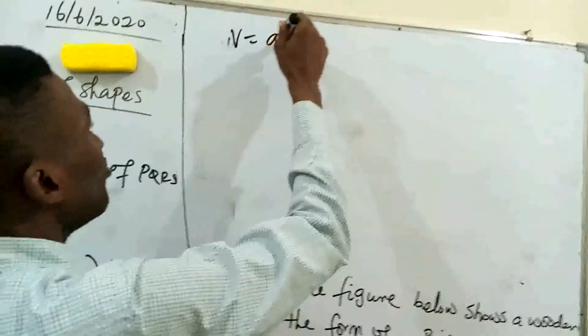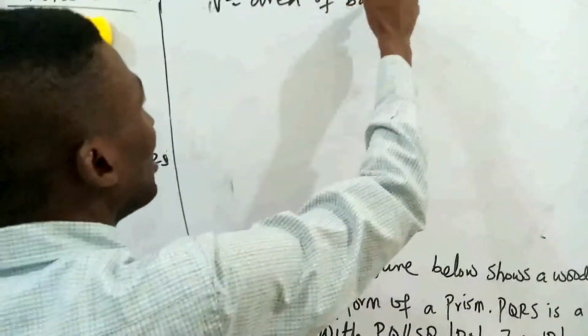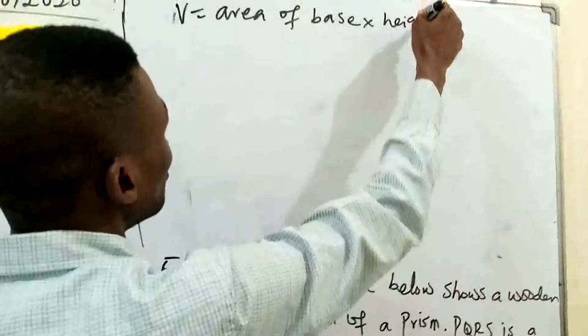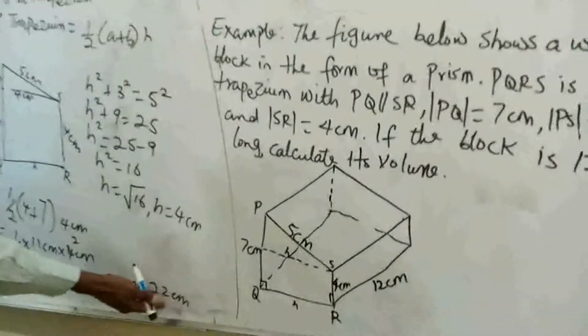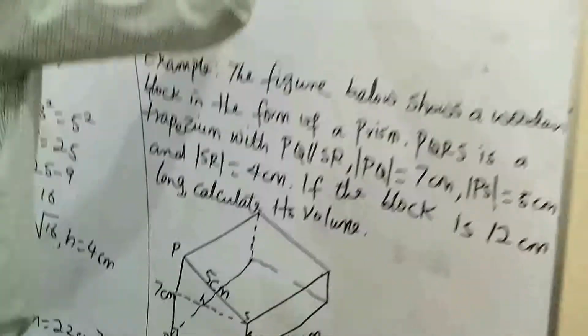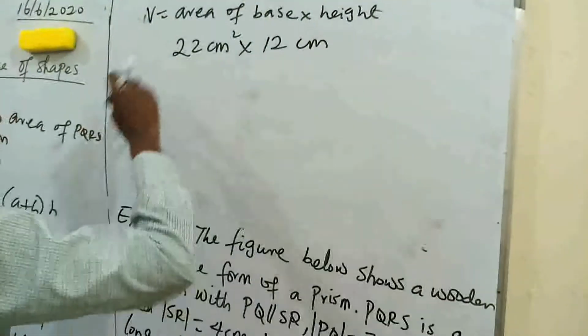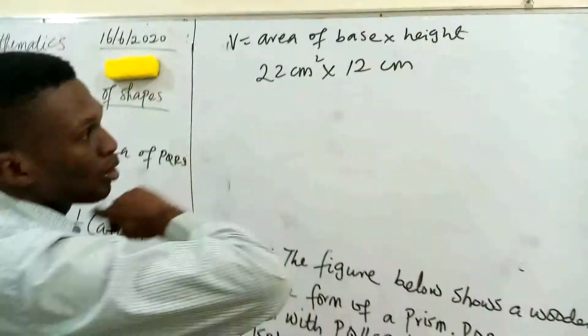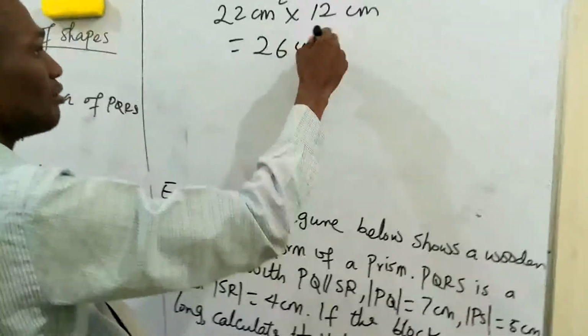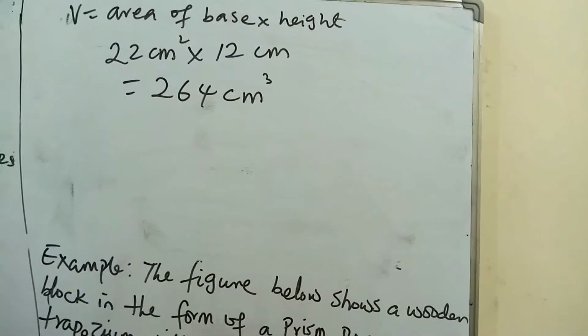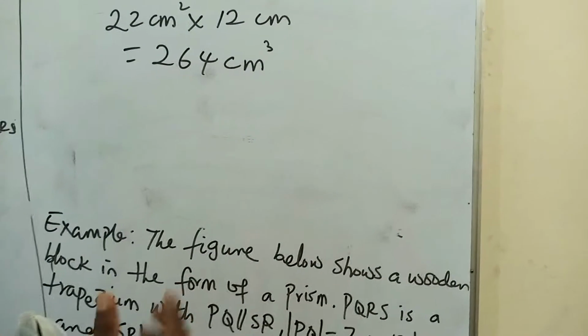But remember that the volume we say is area of base times height. We already established this, and we have a height of 12 cm. So we multiply our base area by height. The 22 cm square is the area of a shape times our height of 12 cm. If we multiply this, we will get 264 cm cube.